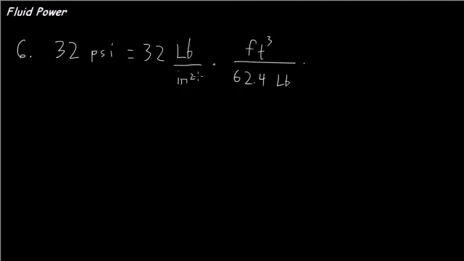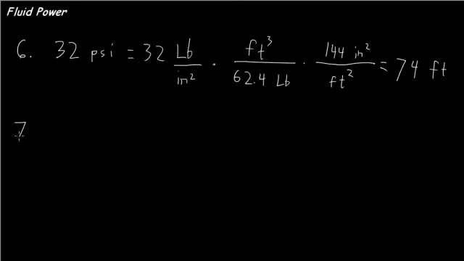So that takes care of the pounds, but I've still got square inches and cubic feet here. So I need to convert again. 144 square inches in 1 square foot. Everything will cancel except for 1 feet unit. So that will give me my water column in feet. It comes out to about 74 feet. So a pump with a discharge pressure of 32 psi will lift a water column 74 feet.